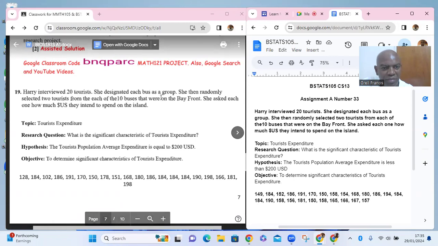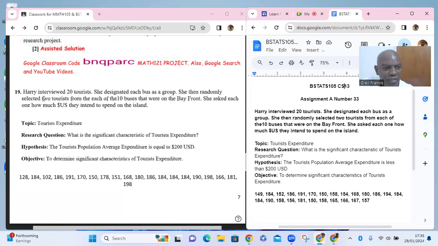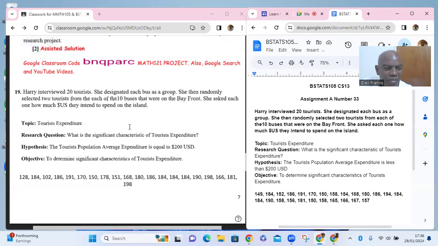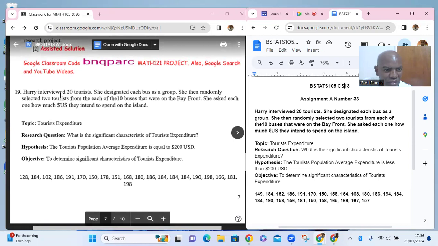She designated each bus as a group, and she then randomly selected 2 tourists from each of the 10 buses that were on the bayfront. She asked each one how much US they intend to spend on the island. So this now is the actual assignment. And according to this scenario, the topic must be tourist expenditure.